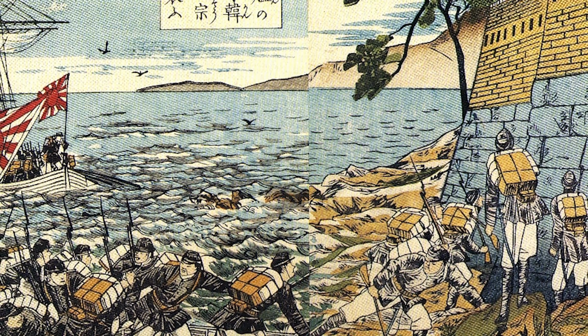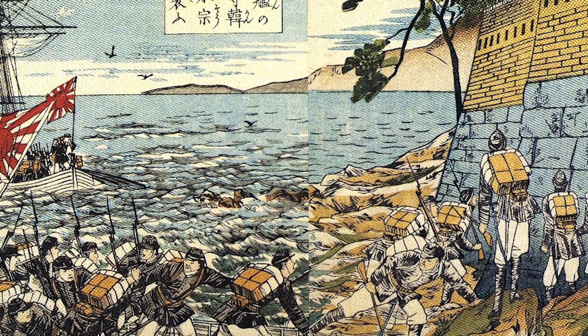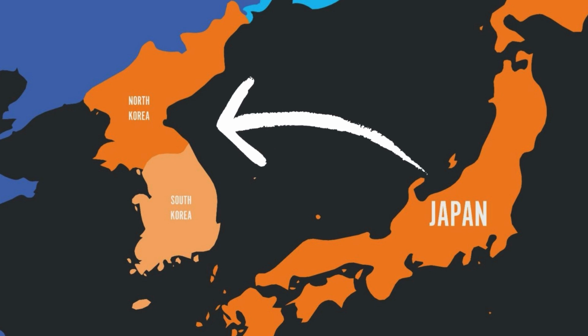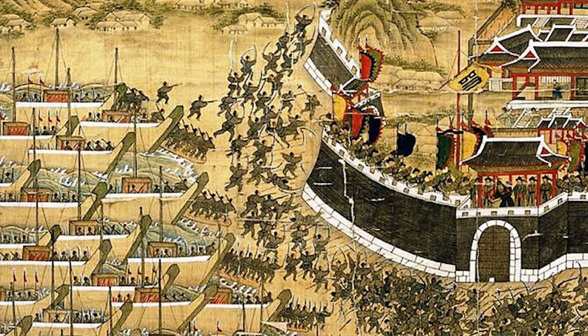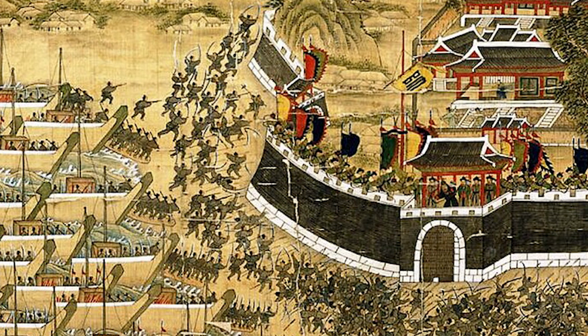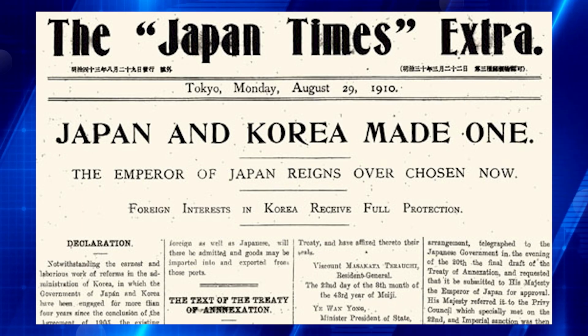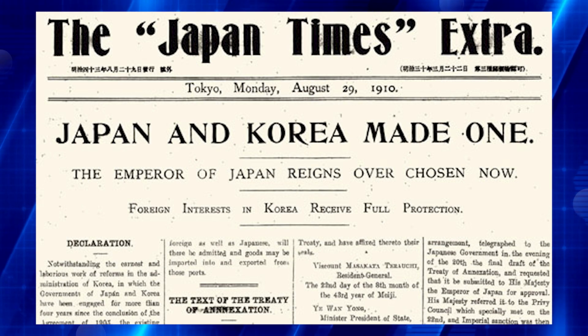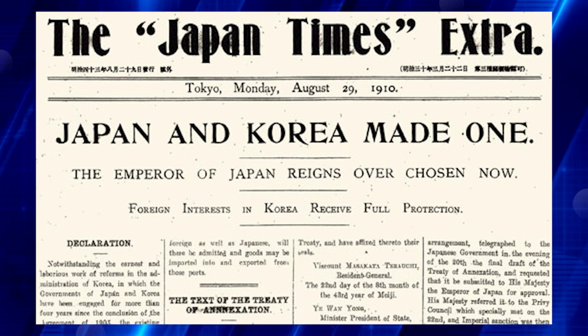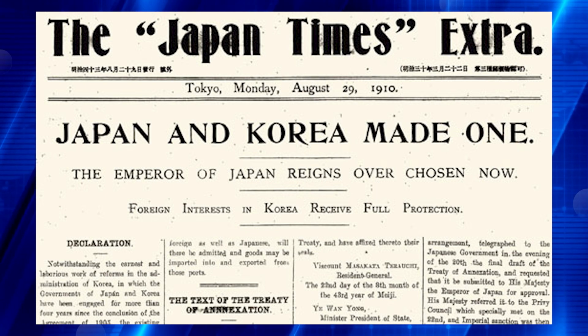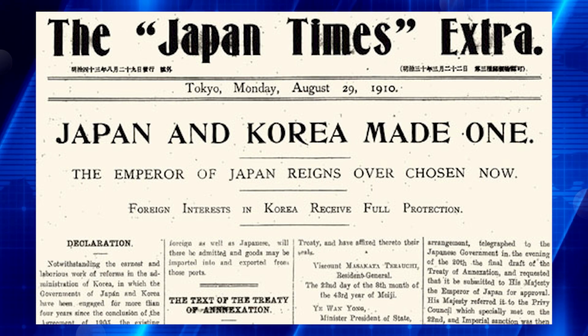In 1592 and again in 1597, Japan invaded Korea with the intent to conquer the Korean peninsula and eventually Ming China. A year later, the conflict would end with Japanese forces withdrawing from the Korean peninsula after a military stalemate. On August 22, 1910, Japan effectively annexed Korea with the signing of the Japan-Korea Treaty.